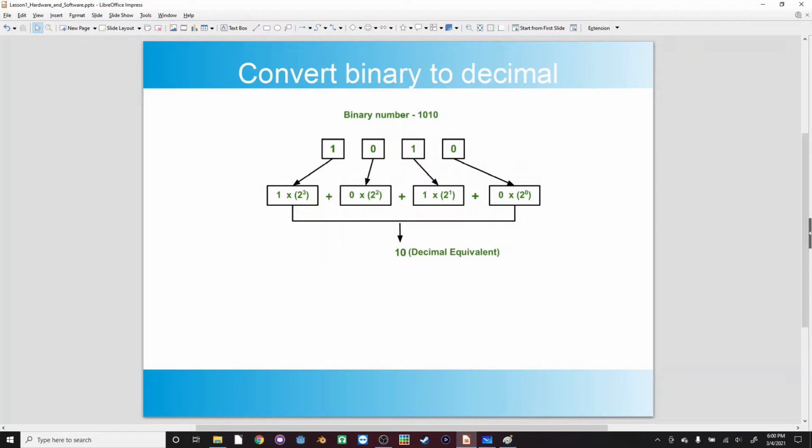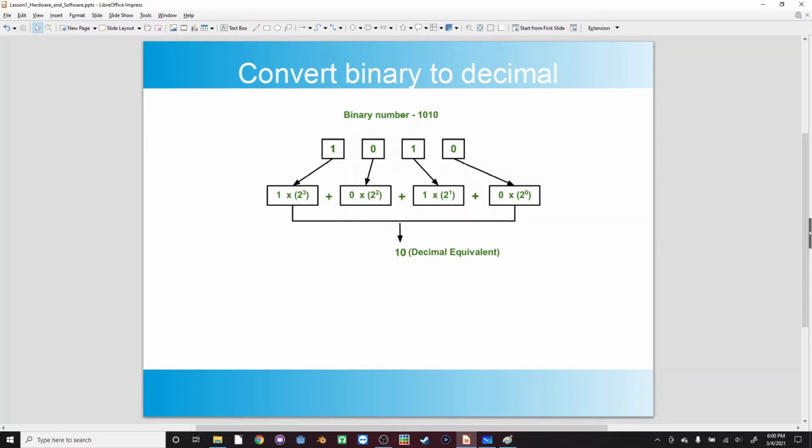All right, so let's go back the other way. This may look like a confusing equation, but it's actually pretty simple. Let's look at just the first part. The key here is you start with a binary number, 1010. All you have to do to convert it back to decimal is take the value of the digit times 2 raised to the power of the position.